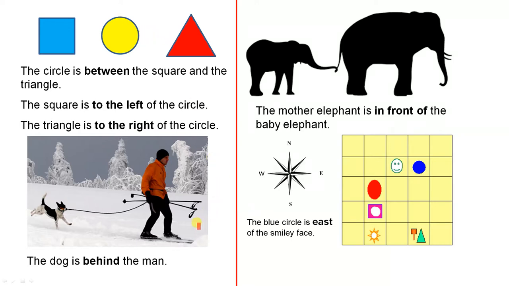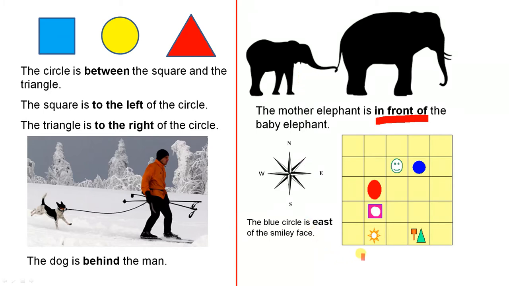Let's look here. The dog is behind the man. You can quite clearly see that. The dog's not in front. He's not next to the man. He's behind. The mother elephant is in front of the baby elephant. So there's the mother elephant and there's the baby. We could actually say, if we were to start the sentence with the baby elephant is, how would we finish it? I think you know. The baby elephant is behind the mother elephant.